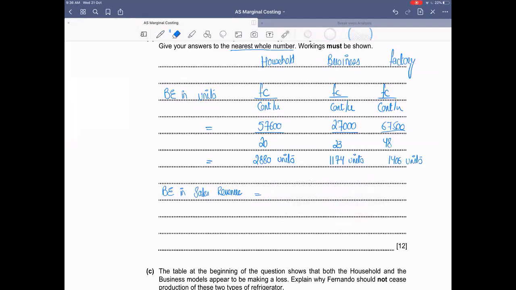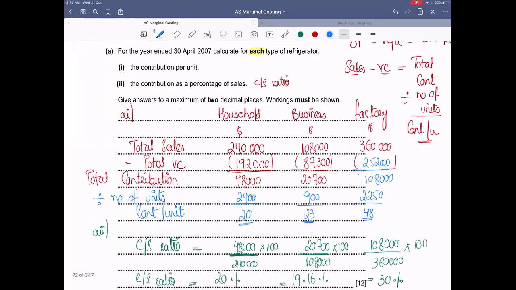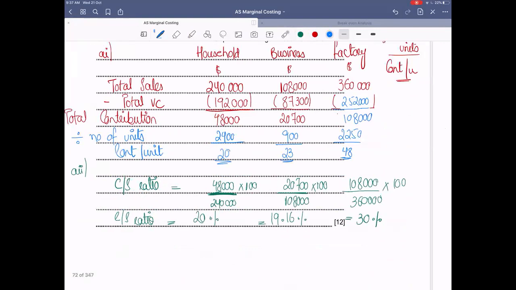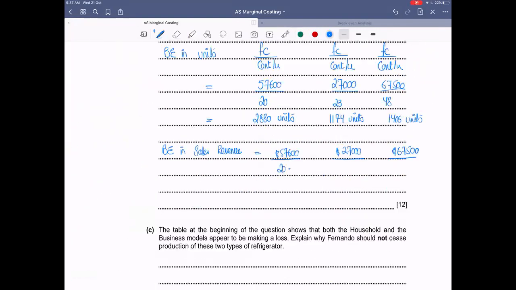ओके, आई विल बी यूजिंग फिक्स कॉस्ट अपॉन सीएस रेशियो. सो फिक्स कॉस्ट आई नो इज 57,600. Then it's 27,000, and then it's 67,500. And CS ratios are 20%, 19.16, and 30. So 20%, 19.16%, and 30%. इससे हमारे पास आ जाएगा break even in sales revenue. So please find this out.